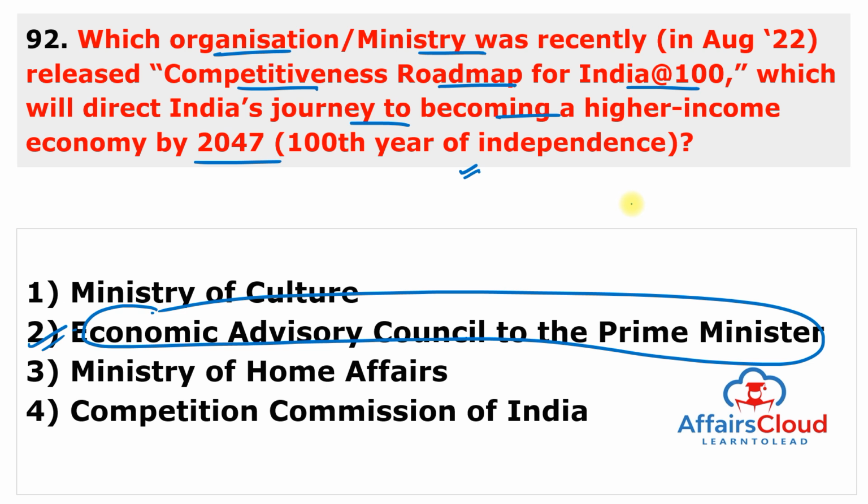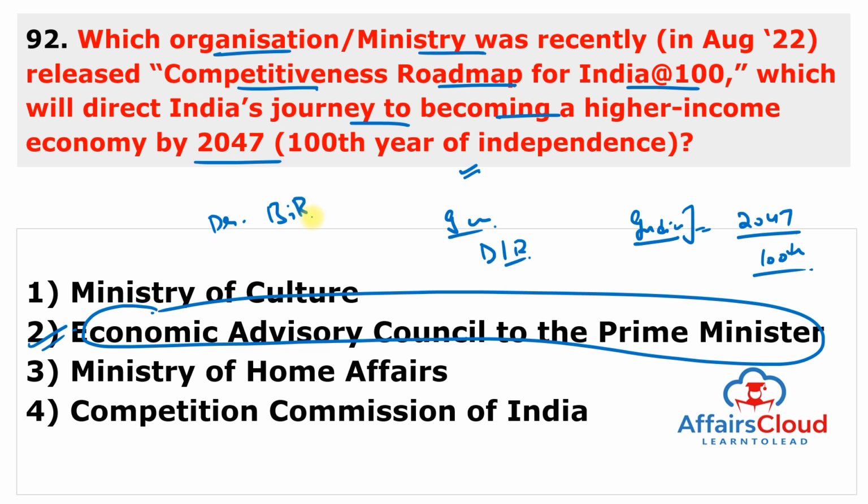So Economic Advisory Council to the Prime Minister has released this report, which is known as Competitiveness Roadmap for India@100, which will direct India's journey to becoming a higher income economy by the year 2047, when the nation will celebrate 100th year of independence. And the roadmap, which is a component of India's competitiveness initiative, will assist in the development of roadmaps for certain Indian states and industries.